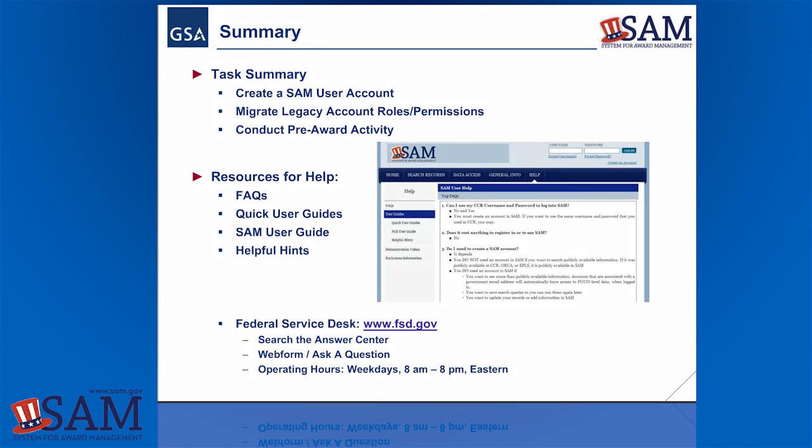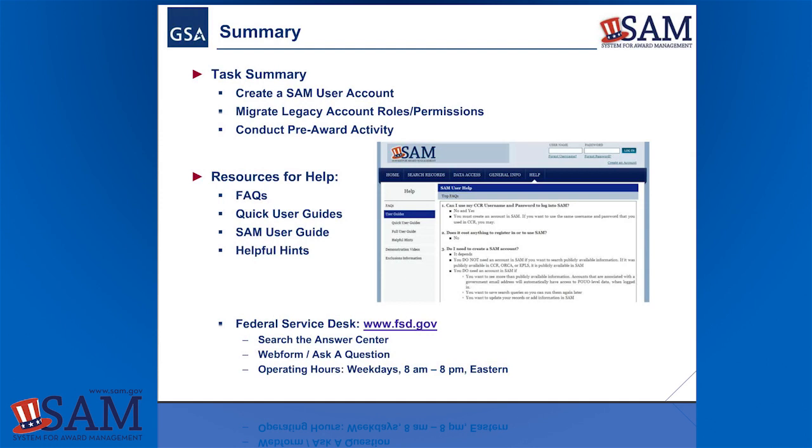In summary, we went through 3 tasks. You created your individual user account. If you had any, you migrated your roles and permissions over from the legacy system. And then we walked through how to search and conduct your pre-award activity in SAM. These slides will be posted. You've got them for reference. There's also additional information on the help page.